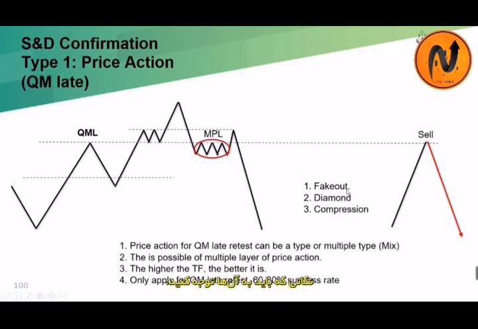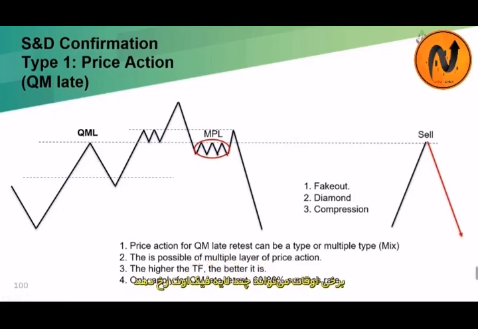The note that you need to take note of is that the price action for the QM late retest can be a mix of multiple types. What does it mean? It can be just a fake out, or just a diamond, or just a compression. But sometimes it can be a fake out with compression: fake out first, or compression first, or compression last. Then it will be CPLQ, like I've introduced to you in a previous episode.